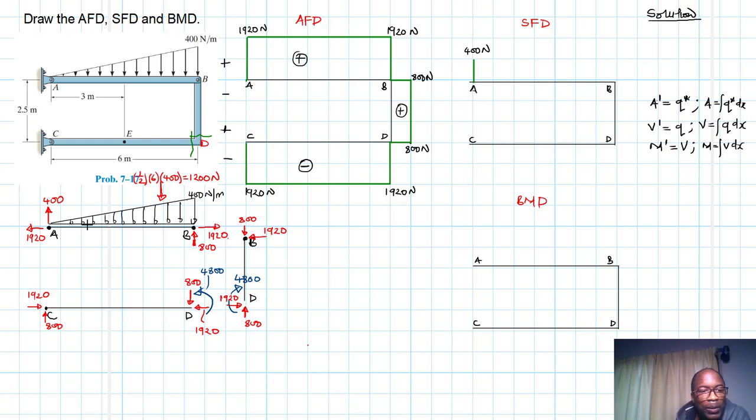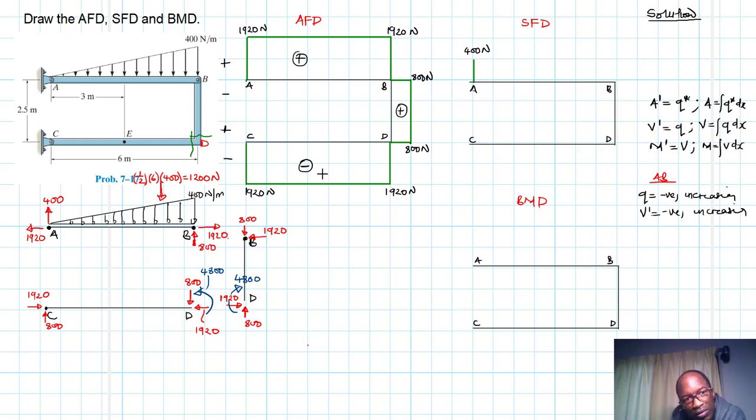We have a triangular distributed force. Then we know from these equations, let's look at AB. So Q, what is Q? Q is negative, and it is increasing. Therefore you expect V prime to also be negative and increasing. And what is this magnitude?